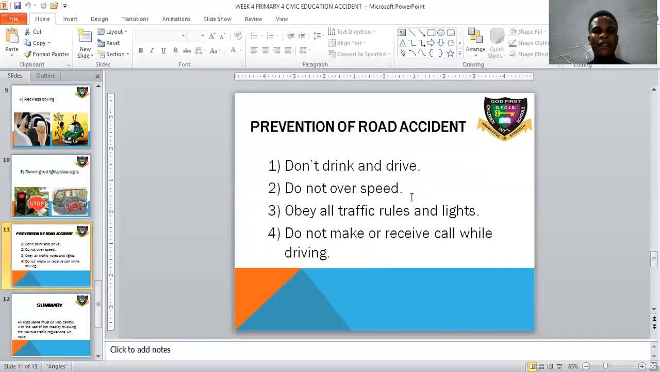Again now, the first one is don't drink and drive. Do not overspeed. Obey traffic lights. And do not receive or make calls. Is that understood? If you obey all this, you will be safe, and the road will be safe for all to use.